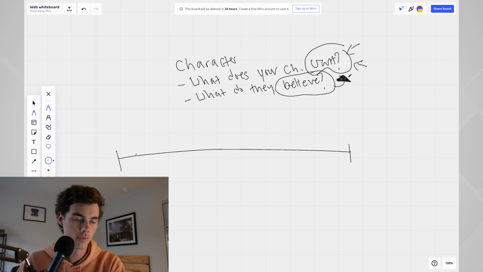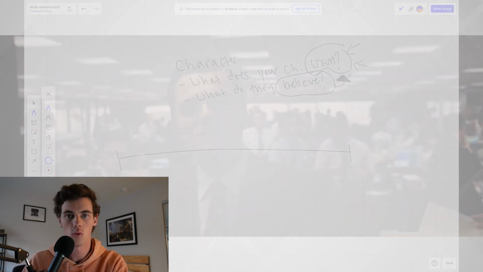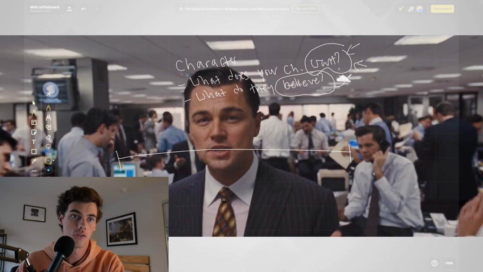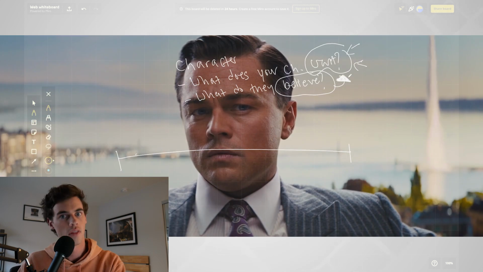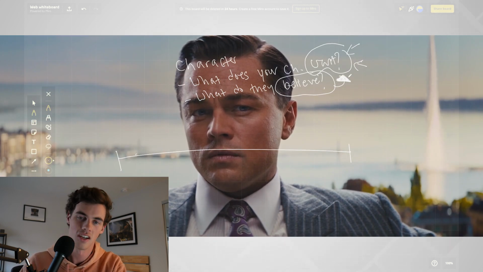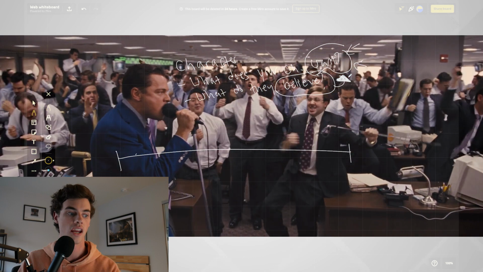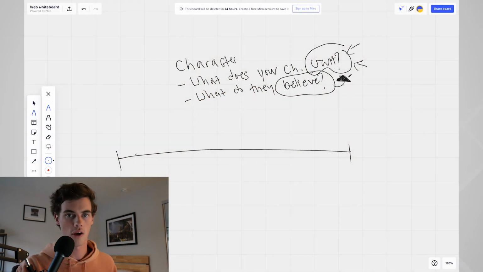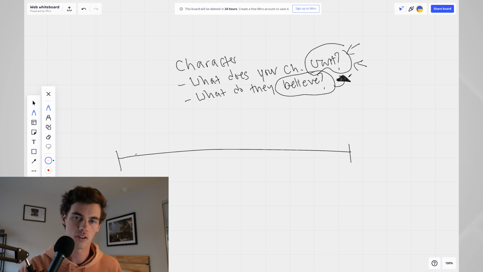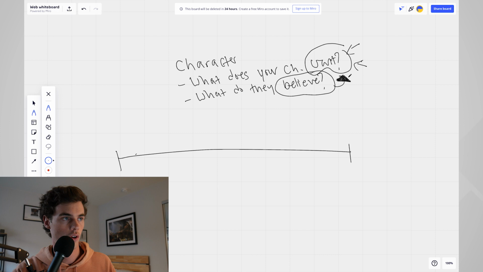And a lot of the times, what they believe will define how they go about getting what they want. For example, if you have a character that believes lying and cheating is okay to achieve their goals, obviously they're going to be doing some lying and cheating to get there, and that belief changes the choices that they make, right? And so the choices that your characters make and the actions they take towards getting what they want defines or shows the audience what they believe, rather than your character simply sitting around talking about what they believe.